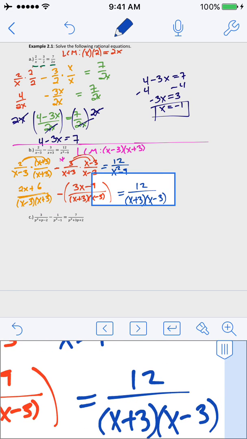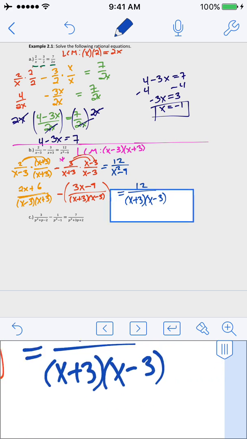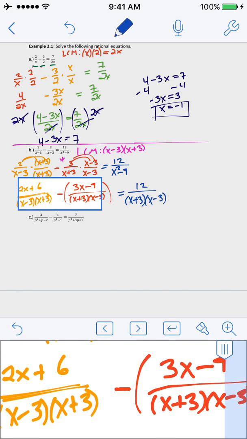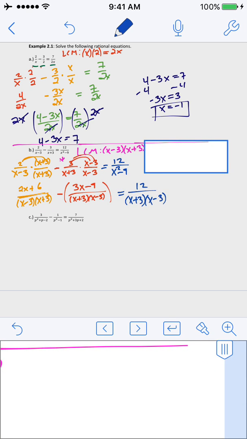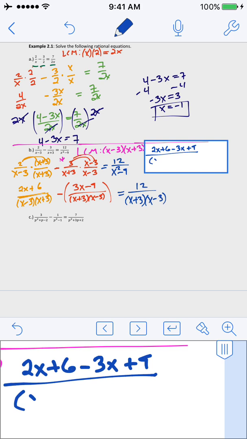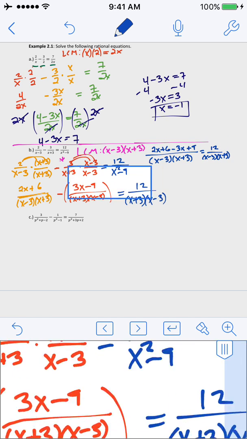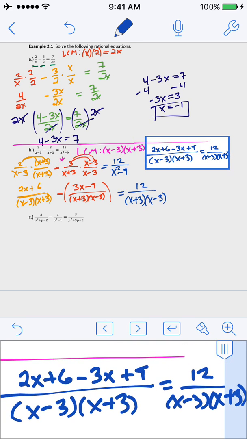Now I can take all of this and I can put it over one fraction. I'm actually going to go up here. Yeah, I'll put it up here. So I have 2x plus 6 minus, and I'm going to distribute that negative. So minus 3 plus 9 over x minus 3, x plus 3 is equal to 12 over x minus 3, x plus 3. So I've just combined these two tops up here, right?